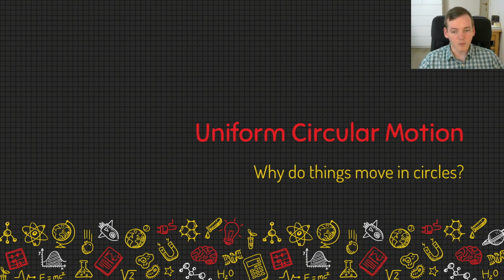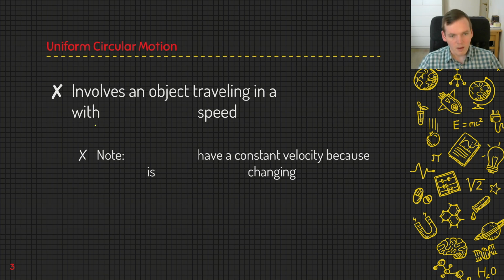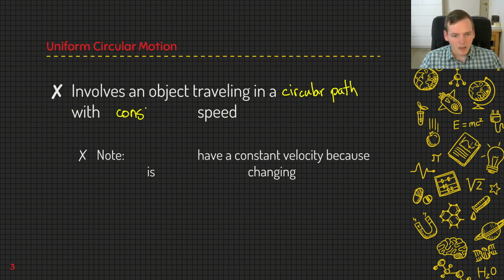In this video, we're going to look at uniform circular motion, which is why and how things move in a circle and kind of the physics that we use to describe that. So first of all, with uniform circular motion, by definition, it involves an object traveling in a circular path with a constant speed. And so that just comes from breaking down this phrase up here. So circular motion, hence the circular path. And then uniform, that's where we get that constant speed.